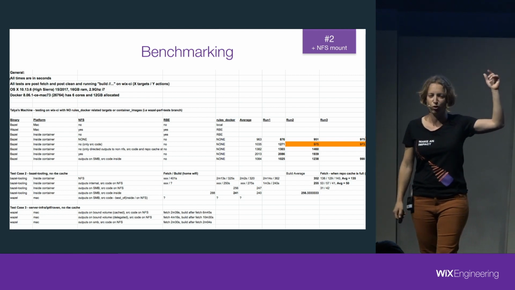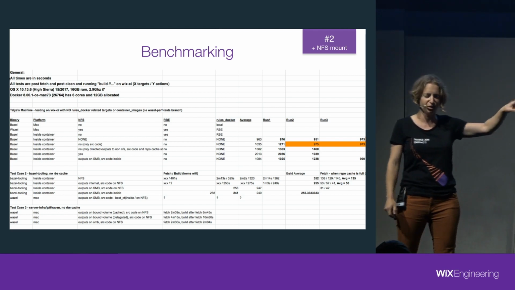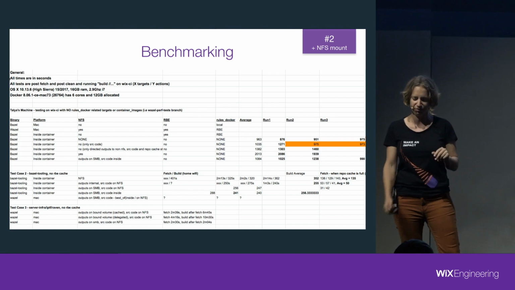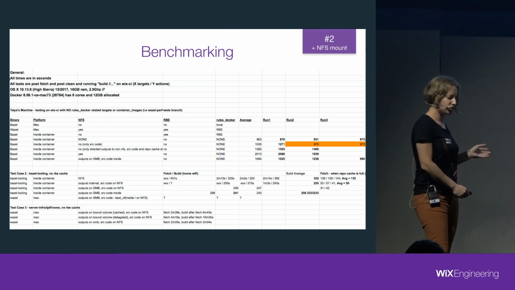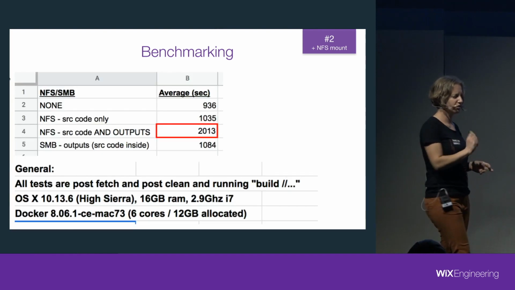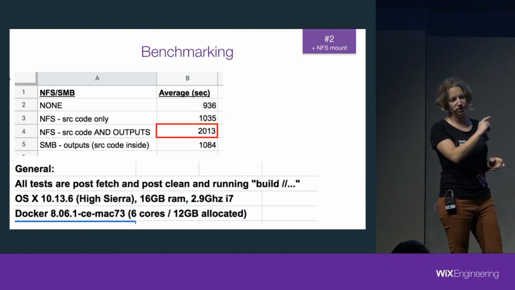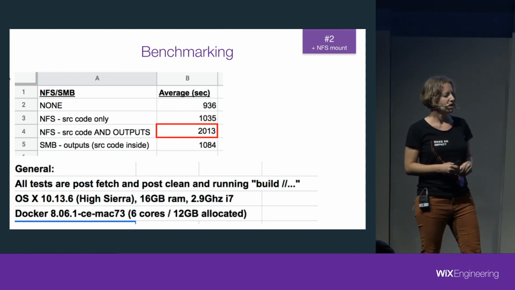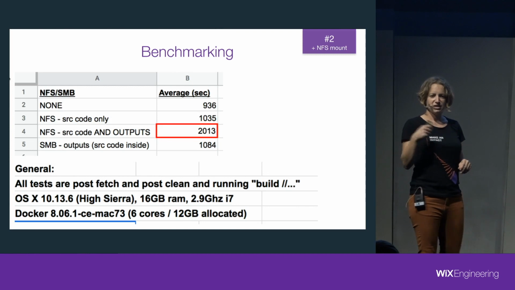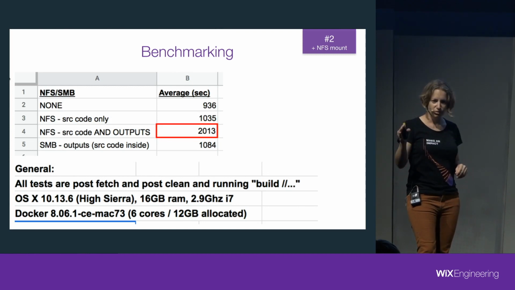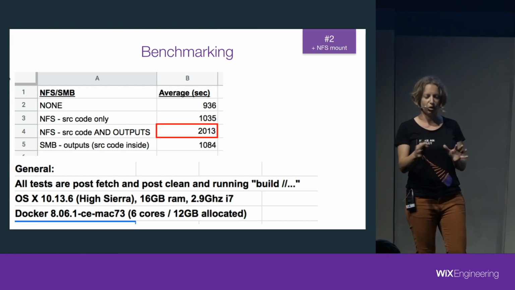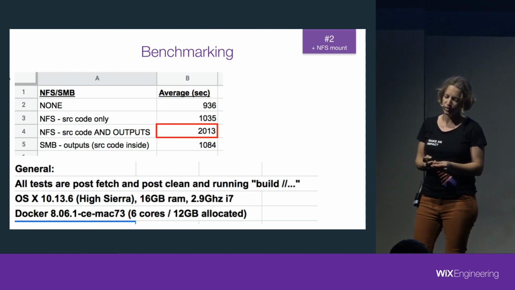The point here is to show that I spent a good amount of time benchmarking stuff with various options. And the bottom line of this was, at least in the scenario that I tested here, mounting the outputs via this NFS thing actually took twice as much as running things without mounting the outputs.